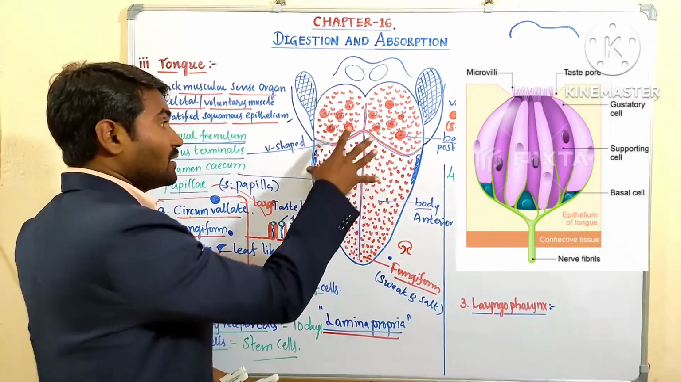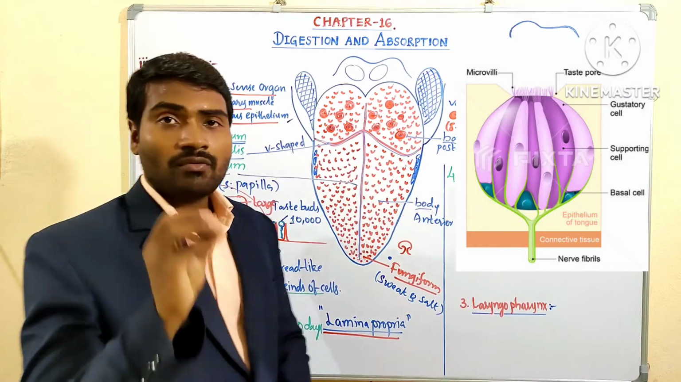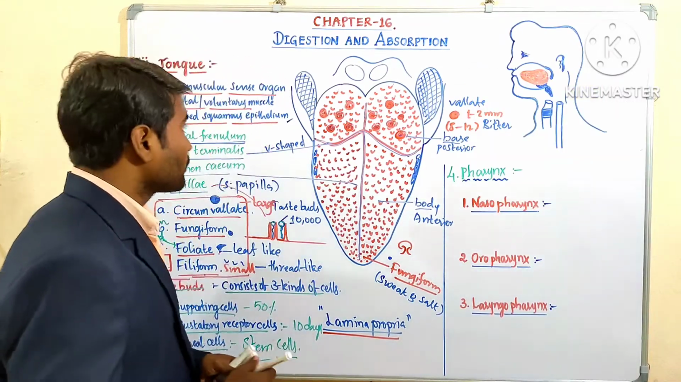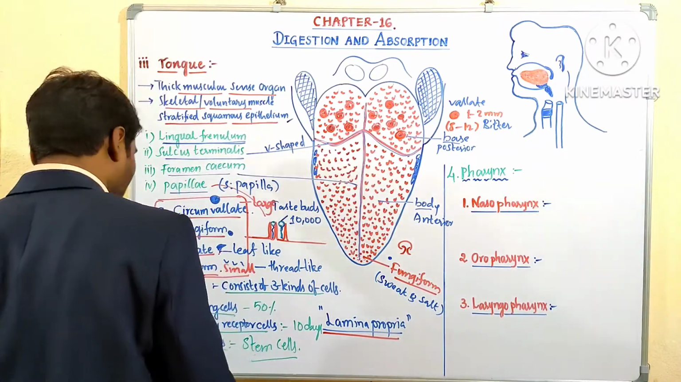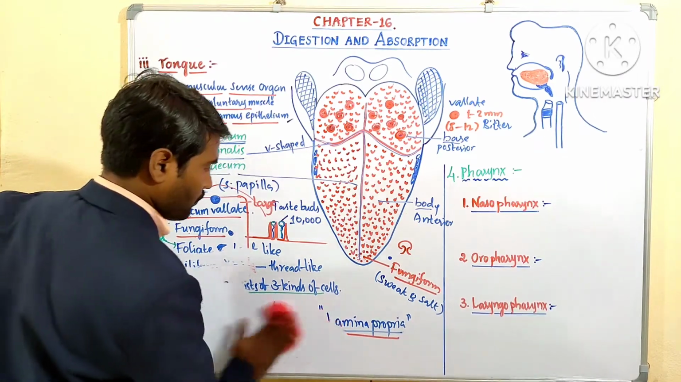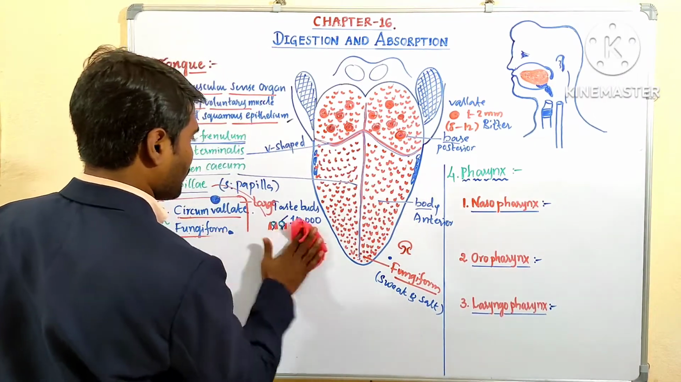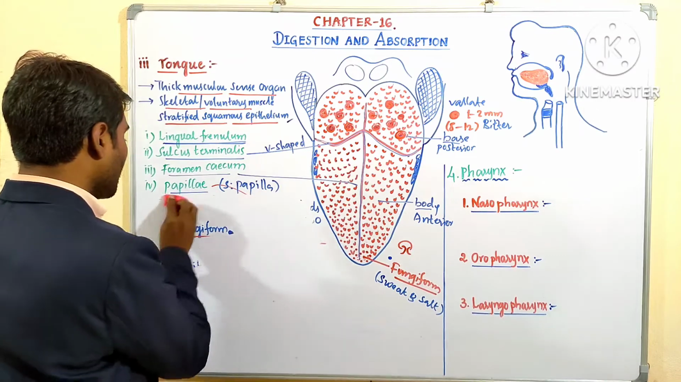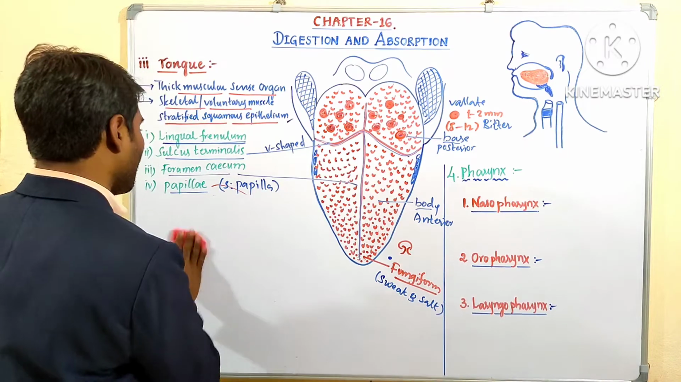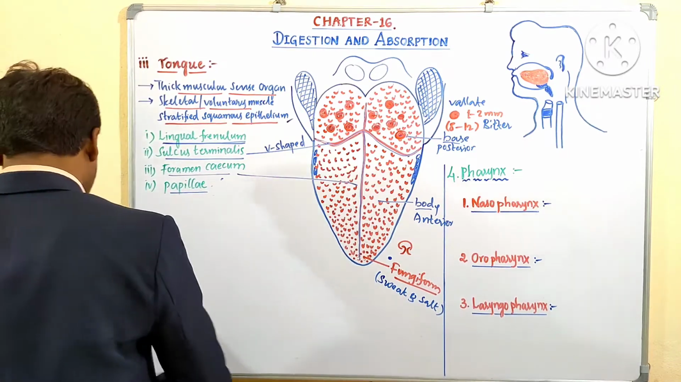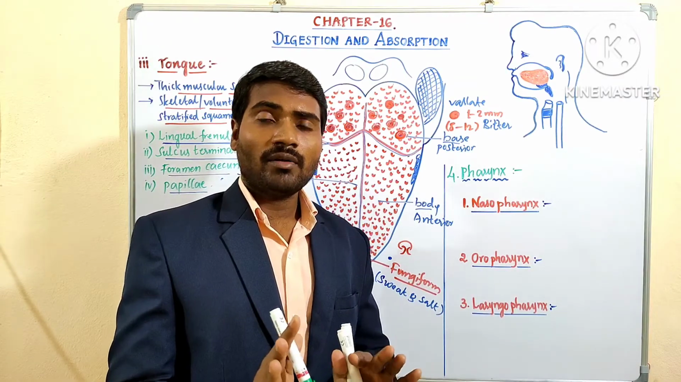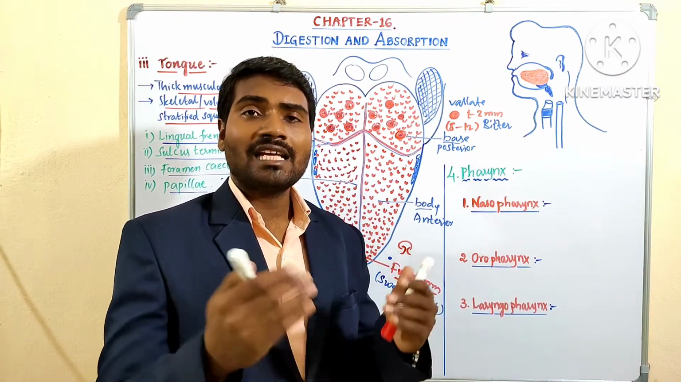Now, the tongue is associated with 5 types of nerves. How many types of nerves? 5 types of nerves. I will write here the 5 types of nerves. There is no need to memorize details because it is not given in the NCERT, but we should have some knowledge. Whatever information is given here is enough, from the NCERT book.